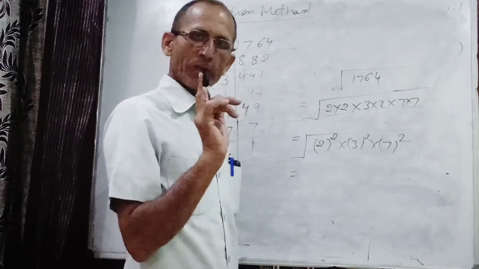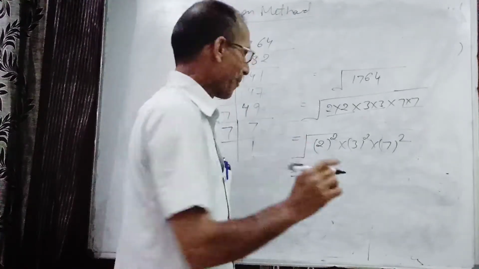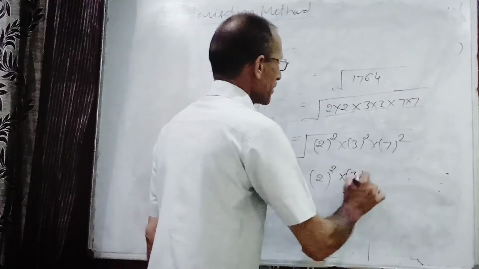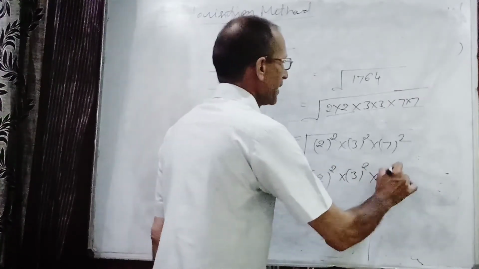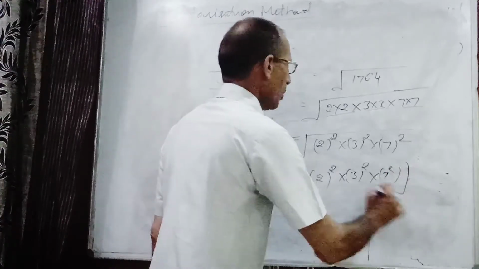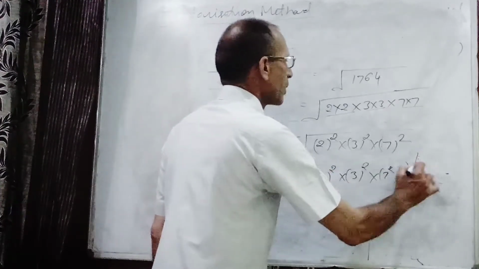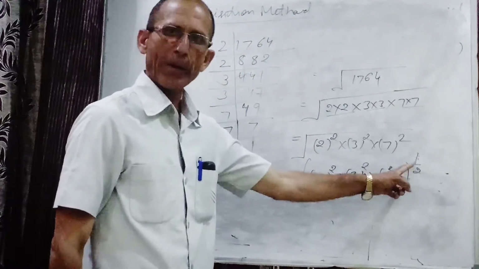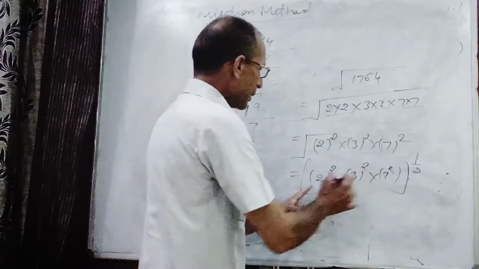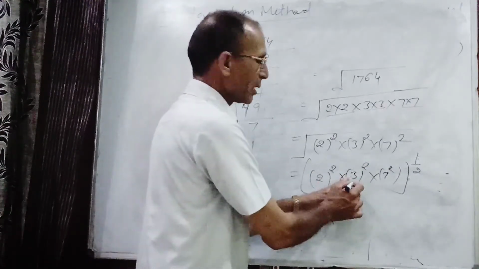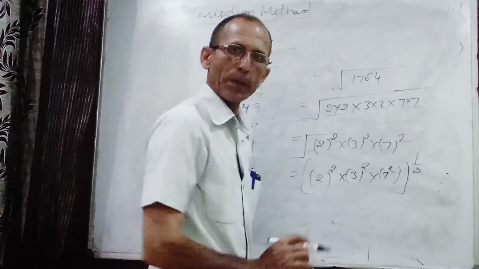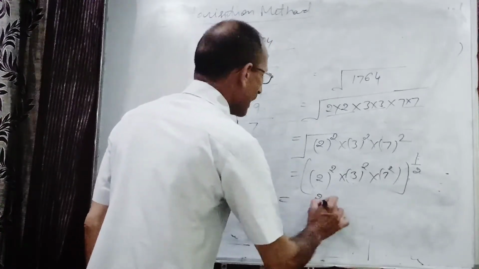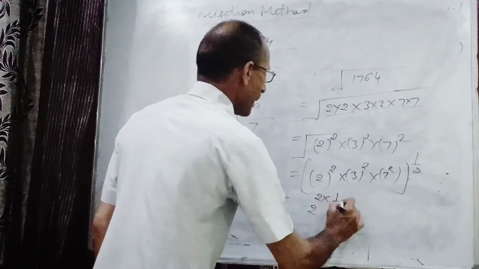Now review this root. You know the rule: the value of root is 1 by 2. So 2 square, 3 square, 7 square, and you can write it whole square, because I am removing the root and writing 1 by 2. For root you can write whole power 1 by 2. 1 by 2 is the power of this, of this also, and of this also. So separately you can write 2 square power 1 by 2.